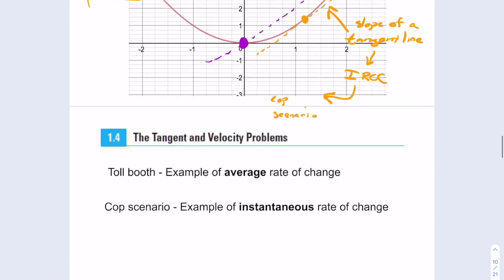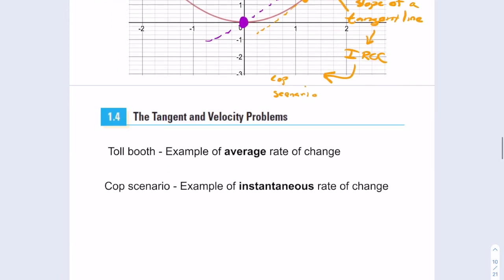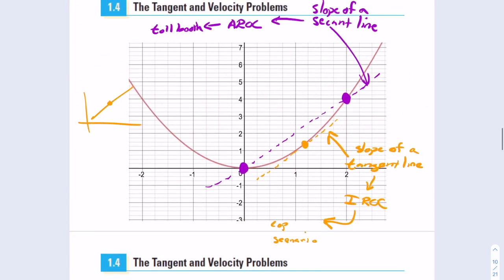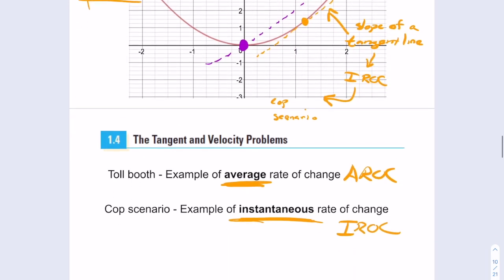So make sure before you move on here you understand that the toll booth scenario is an example of an average rate of change, otherwise known as AROC. That's the slope of a secant line. And the cop scenario is an example of an instantaneous rate of change, or IROC, which is the slope of a tangent line. Make sure that you understand that all of these statements are synonymous to each other. They mean the same thing.